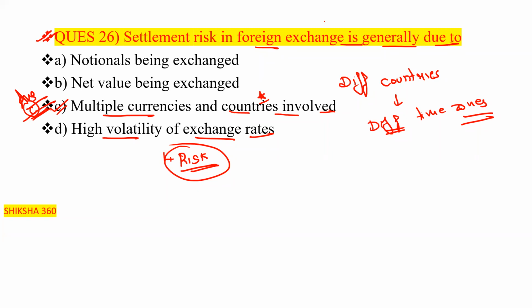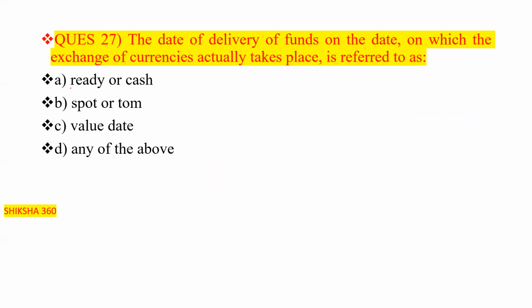Now move to the next question, question number 27. Very, very important. The date of delivery of funds, the date on which the exchange of currencies actually takes place, is referred to as: first option, ready or spot; option B, spot or term; option C, value date; option D, any of the above.